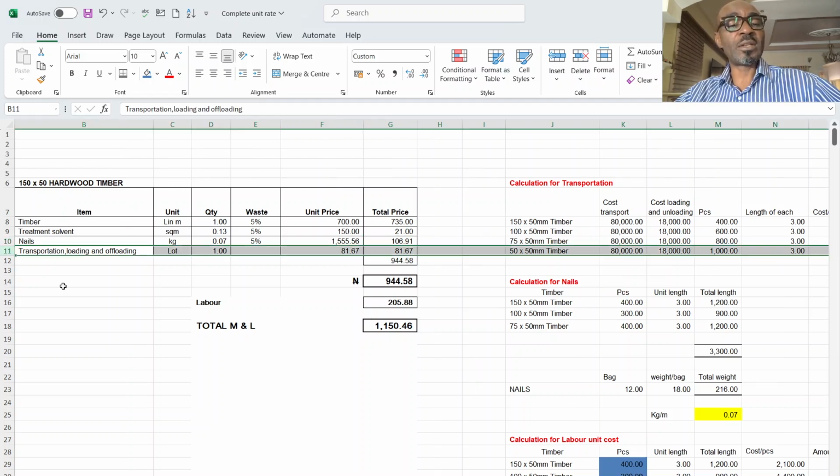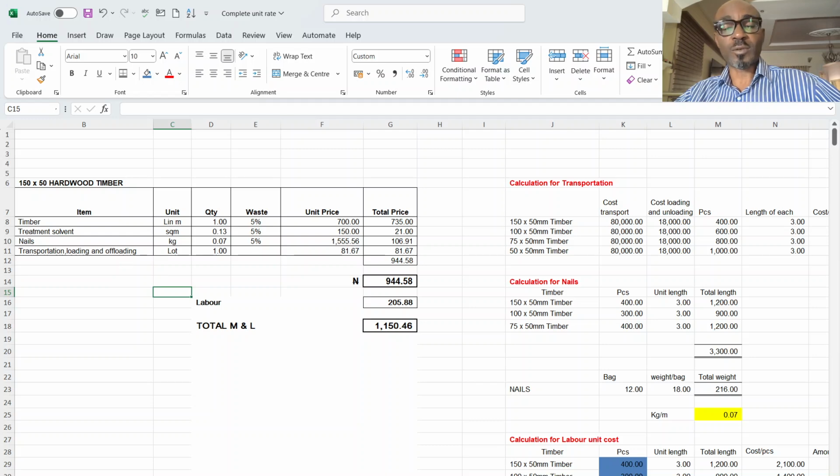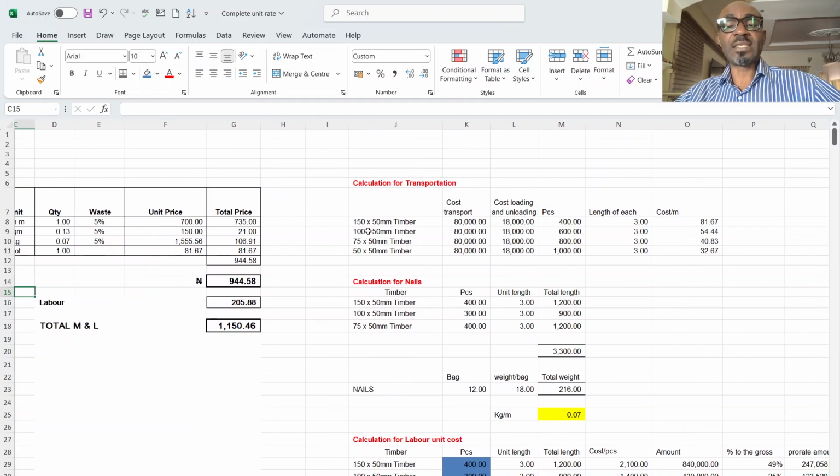Then for the loading and unloading and cost of transport, I equally did an exercise here. As you can see, I have the cost for a 150 by 50 timber. A small truck, say a Dyna truck, can carry 400 pieces. And the cost for loading and unloading of those 400 pieces is 18,000. And the transport itself is 80,000. So if you sum these two prices, it gives you 98,000 for 400 pieces.